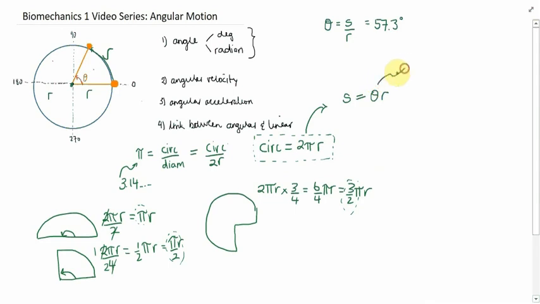So this theta is measured in radians, right? This angular motion that is linked to pi. R is still r, it's just the radius. That's measured in meters. And this s is just the distance around the edge, or what we call the arc length.